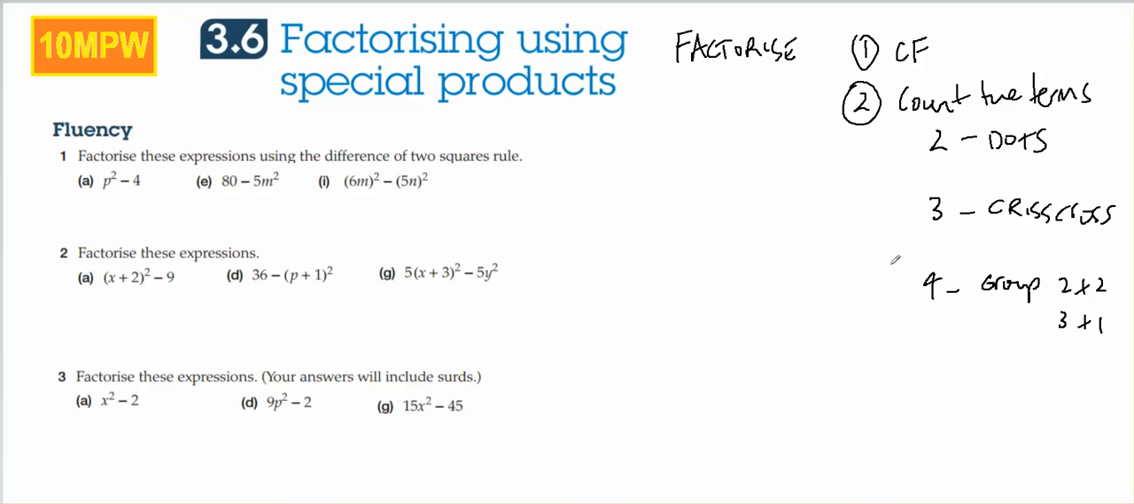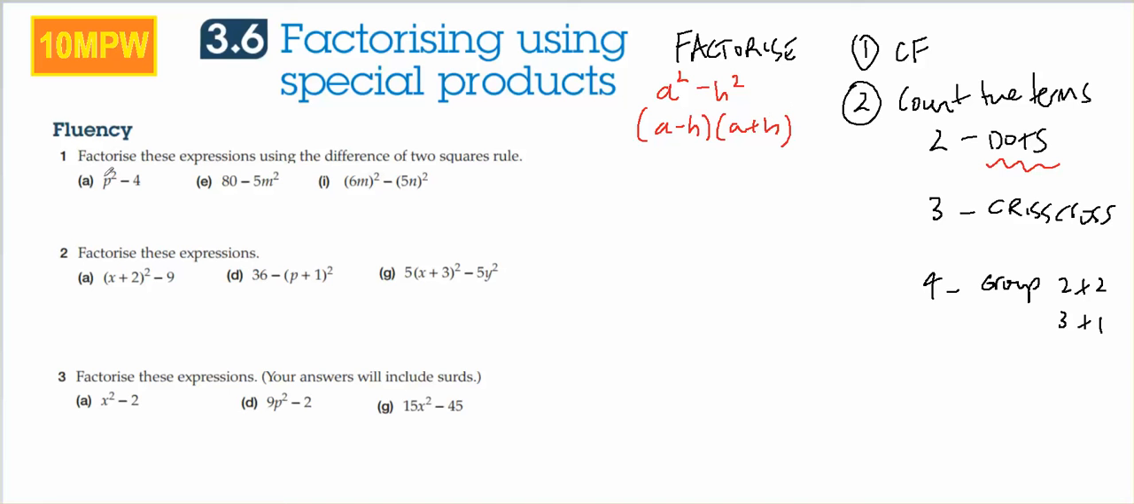This is for Year 10 Methods Pathway. It's looking at 3.6 and factorising using one of the special rules to do with difference of two squares. Now we remember in difference of two squares that if you've got a squared minus b squared, it's going to be a minus b times a plus b.